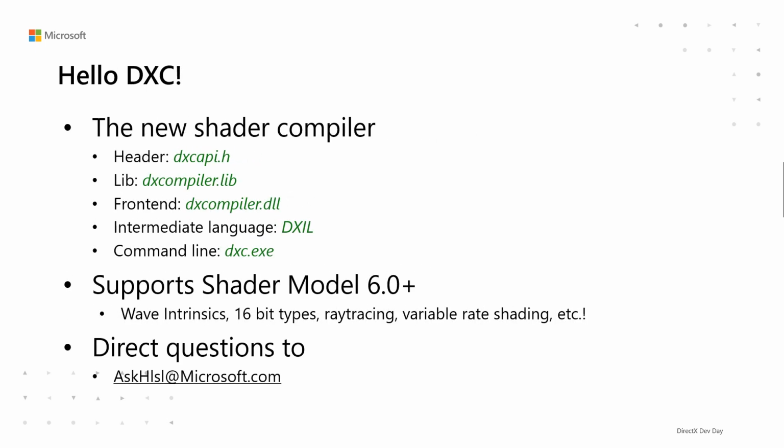So our new compiler is called DXC. It has a new set of headers and libs and a new intermediate language called DXIL. And the newer compiler is required for supporting all of the latest things that we've exposed as part of HLSL: wave intrinsics, 16-bit types, which can run much faster than full 32-bit types, and then some really cool features like ray tracing, variable rate shading, etc. All of these are exposed in the new compiler.